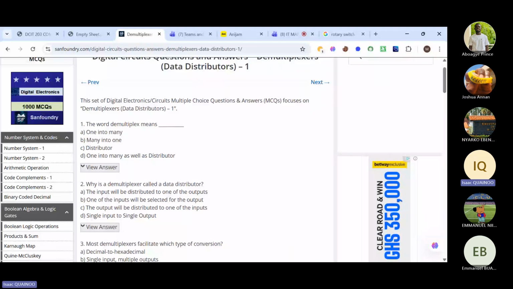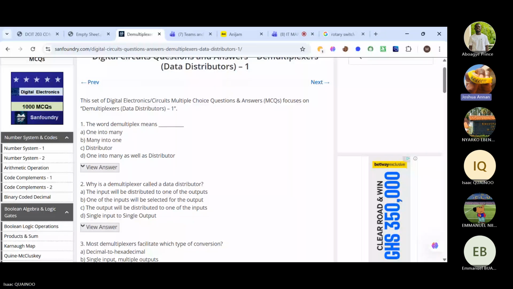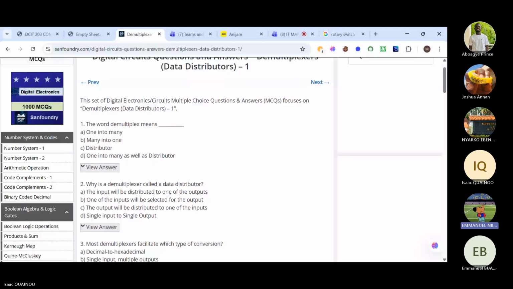Can you tell us why this makes sense? You are talking about multiplexer, but I heard you saying demultiplexer. We have many to 1 and 1 to many for demultiplexer and multiplexer. I'll go with A. So you go with A. I'll pick B, many to one. But at the same time, demultiplexers are distributors too.